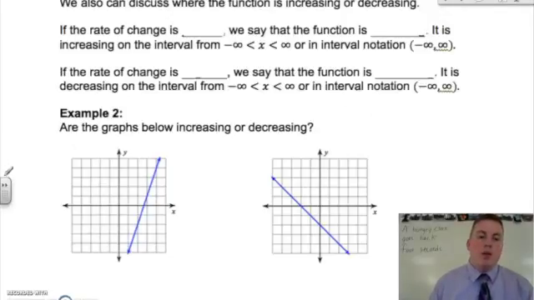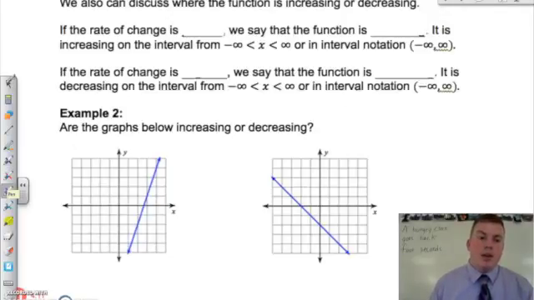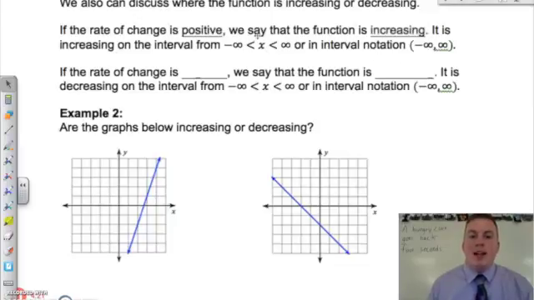So we can also discuss where a function is increasing and where a function is decreasing. If the rate of change is positive, we say that the function is increasing. And if it is a continuous linear function, we would say that it is increasing on the interval from negative infinity to positive infinity, or in interval notation, negative infinity comma infinity, both in those open parentheses, because we never actually reach either negative infinity or positive infinity.